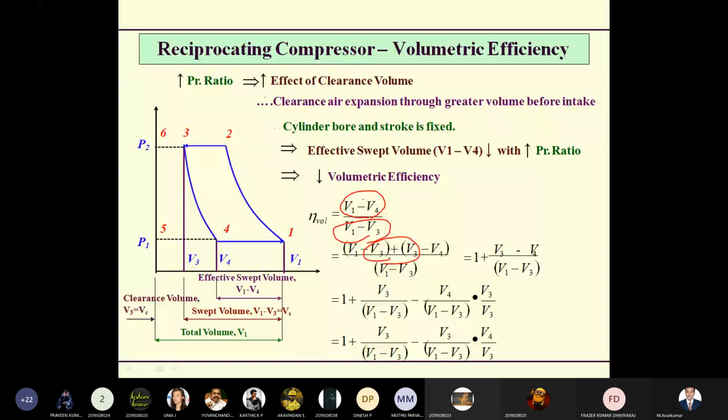Then finally we can get the equation as (V1 minus V3 plus V3 minus V4) divided by (V1 minus V3). Both terms have V1 minus V3 in common, so we can have the equation as 1 plus (V3 minus V4) divided by (V1 minus V3). Then we can take this separately and write 1 plus V3 by (V1 minus V3) minus V4 by (V1 minus V3), and we can multiply and divide by V3 in the numerator and denominator. Then V4 by V3 can be taken outside.